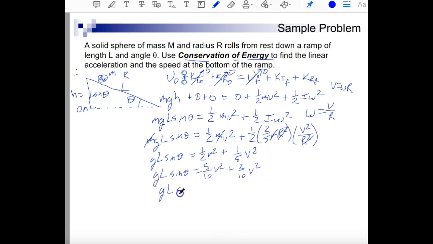So this is g L sine of the angle is equal to 7 over 10 v squared. Now that we've done that, let's go ahead and solve for v. And so here v is equal to the square root of 10 times g L sine of the angle, all under the square root, all over 7. So that is our velocity at the bottom of the ramp.